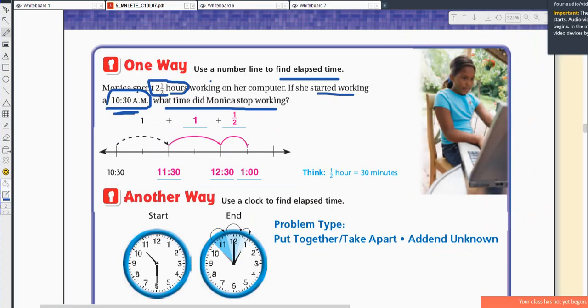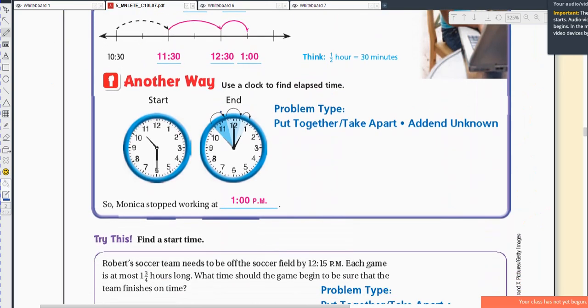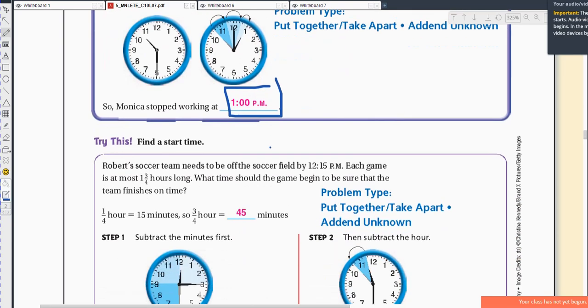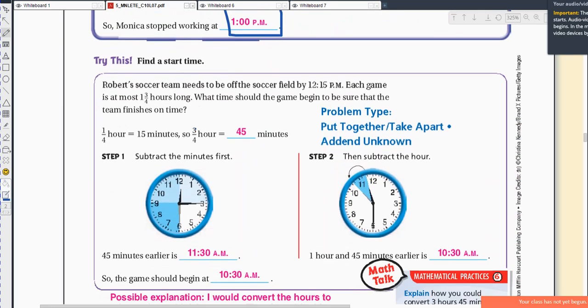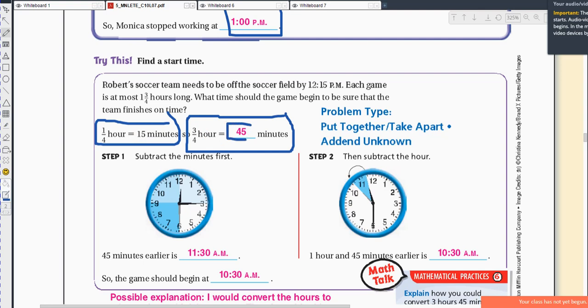Okay, let's move back to our lesson. So Monica stopped working at 1 p.m. Let's move to the next question. We have here that a half hour is 30 minutes and a quarter hour equals 15 minutes, as we studied before. 3/4 hour equals a quarter plus a quarter plus a quarter, which is 15 plus 15 plus 15 equals 45.